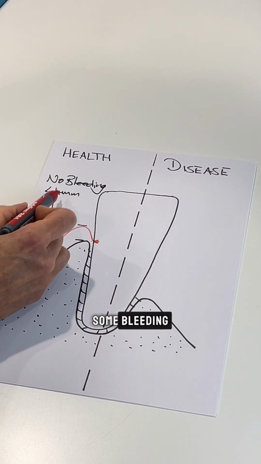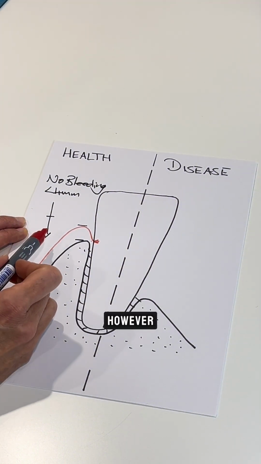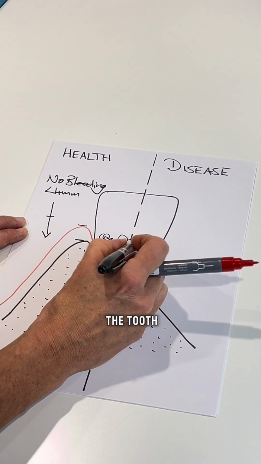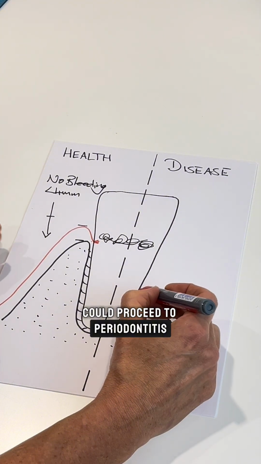Now, if there is some bleeding, but not deep pocketing, we call that gingivitis, and that's normally reversible with relatively simple treatments. However, if the plaque and the bacteria that builds up around the neck of the tooth is left undisturbed, then that could proceed to periodontitis.